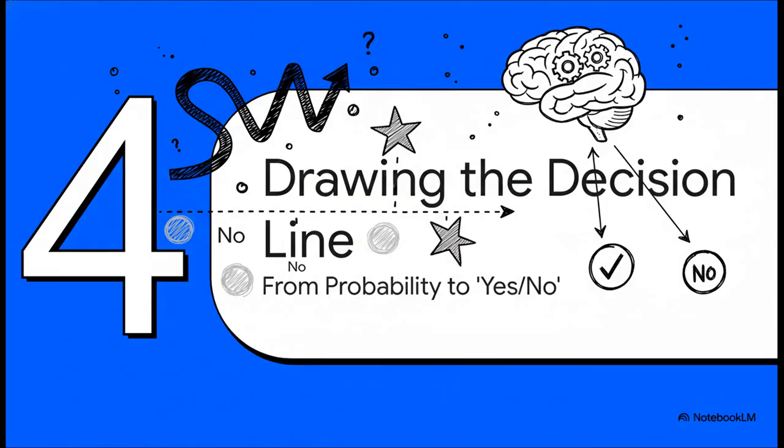Okay, great. So we have this slick S-curve that gives us a nice probability. But at the end of the day, we still need a hard answer, right? A yes or a no. So how do we get from a probability to that final concrete decision?